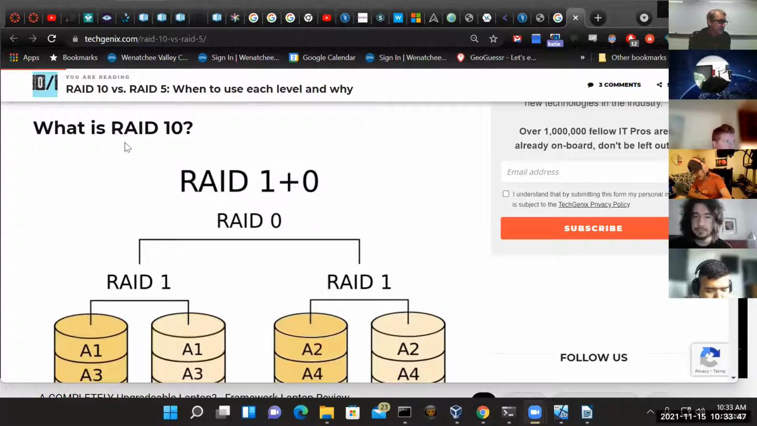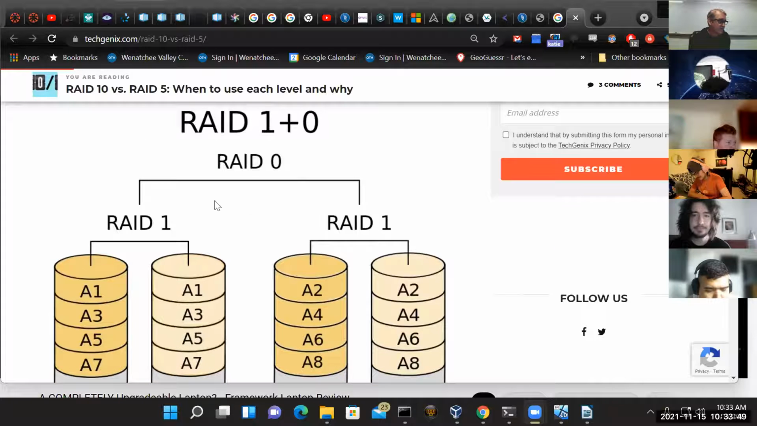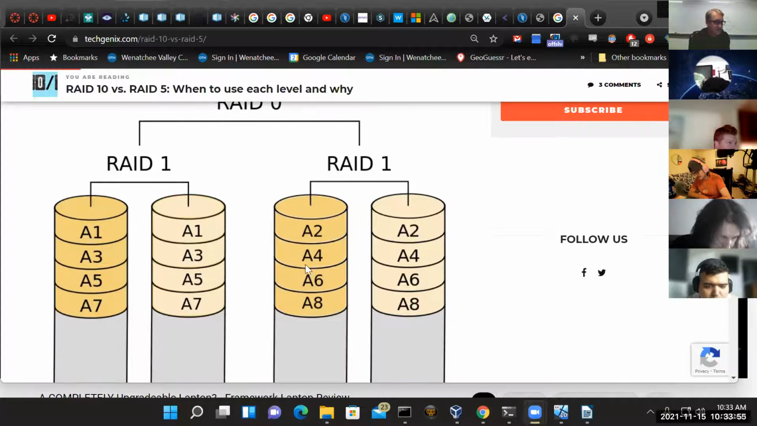Okay, so here's RAID 10 or RAID 1+0. And the RAID 0 up here, that's your disk striping. And then you've got two sets of RAID 1. Now remember, RAID 1 is a mirror. So in this case, you're going to need 4 drives to make this happen. Whereas with just a straight up mirror, you could do it with 2 drives.